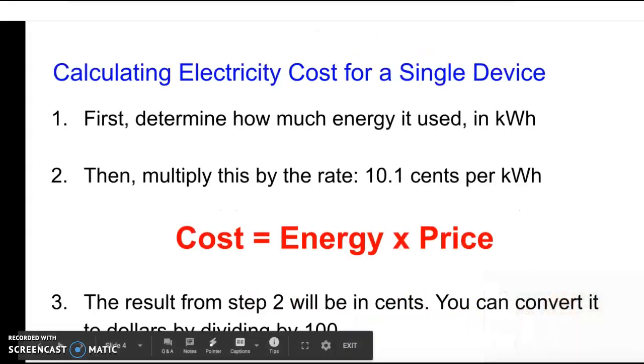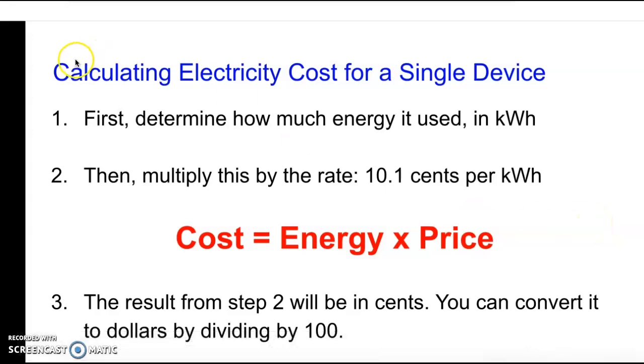So we'll just do a couple of examples. This is how to calculate the electricity cost for a single device. For example, let's say you want to know how much money you're going to have to pay for the electricity that your television uses. The first thing is you're going to have to determine how much energy your television used and calculate that in kilowatt hours. That is something we did a couple lessons ago. All right, that's why we did that first.